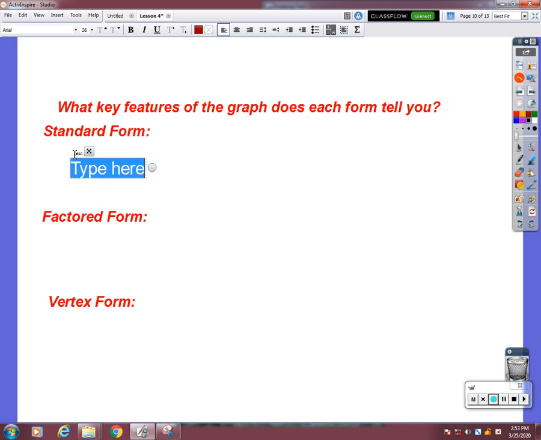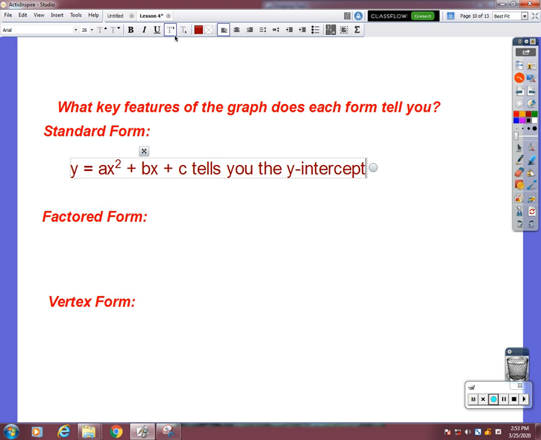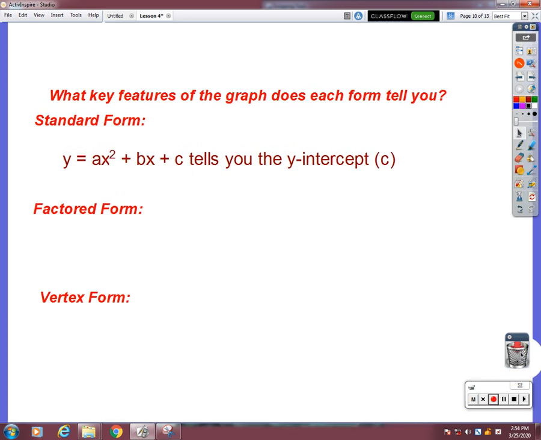So standard form, I'm sure you recall, is the form y equals ax squared plus bx plus c, and that tells you the y-intercept, and that is whatever c is, that's the y-intercept. Okay.